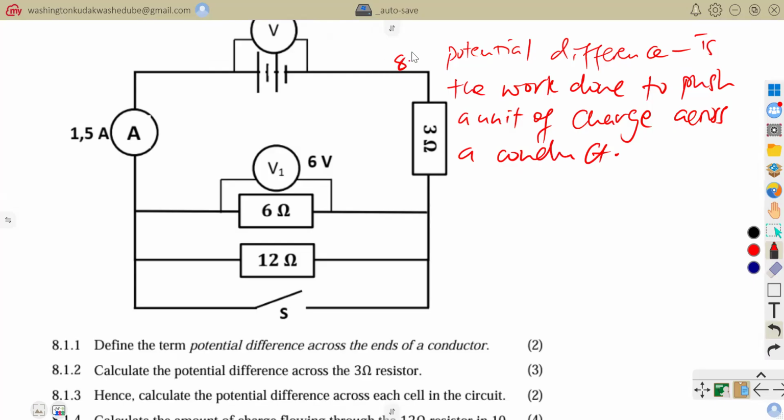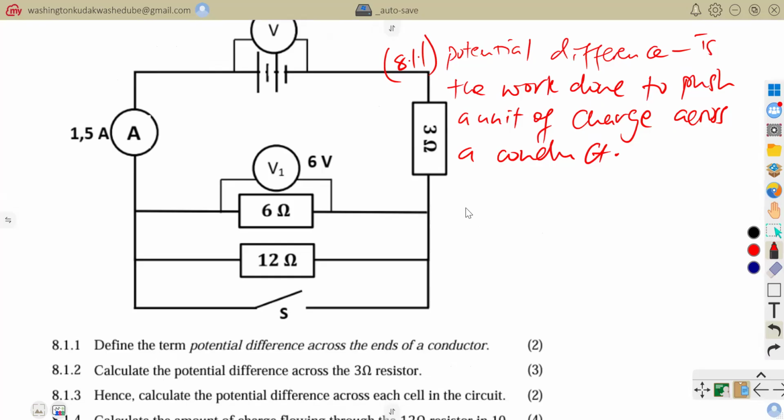It is simply the energy or else the work that is done to push a unit of charge across a conductor. We usually call this the work done to push what? Yes, the charges or else electrons around this. So we are saying calculate the potential difference across the 3 ohm resistor. What is the potential difference across this 3 ohm resistor?